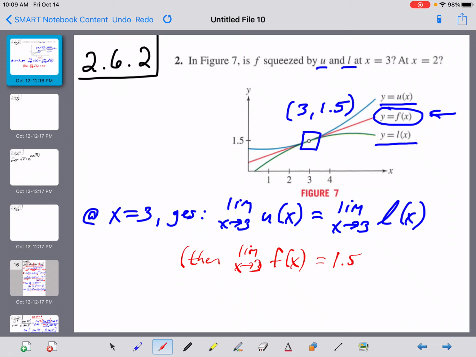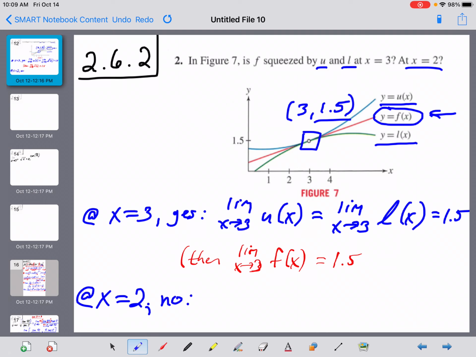And I suppose I could have said that both of those limits were equal to that value. So, in essence, the squeeze theorem works here at x equals 3 because all three functions have the same limiting value of 1.5. However, when we get here now, they asked you for a second question: as x is approaching 2, the answer to that one is going to be a no.